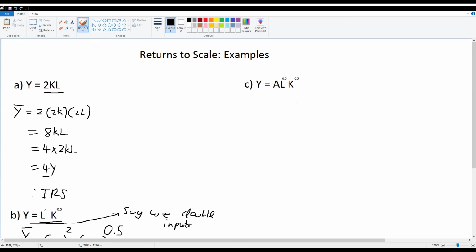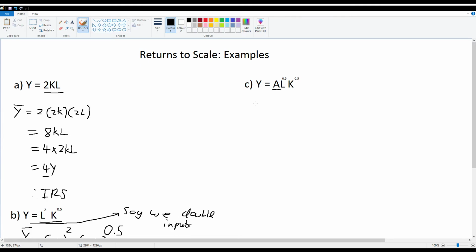Okay, so C here. This is a slightly more advanced production function where you have maybe total factor productivity. In this case, I'm just going to treat A as exogenous. Not going to worry about it too much. It's a common form for a production function, and it's good to know how to deal with.